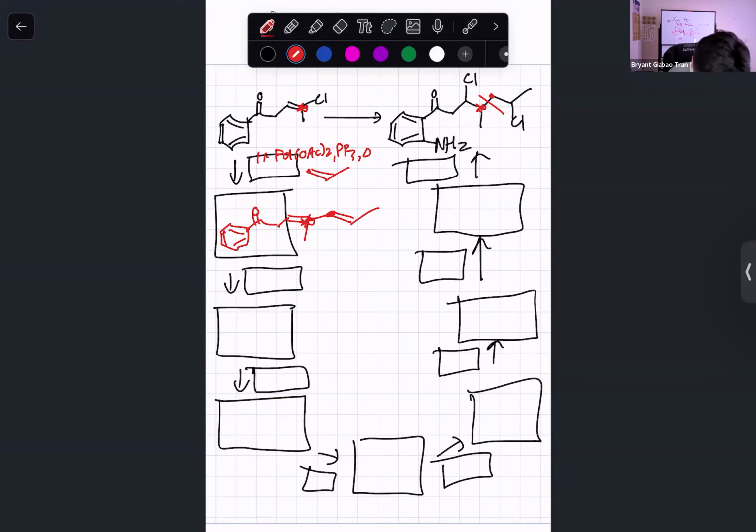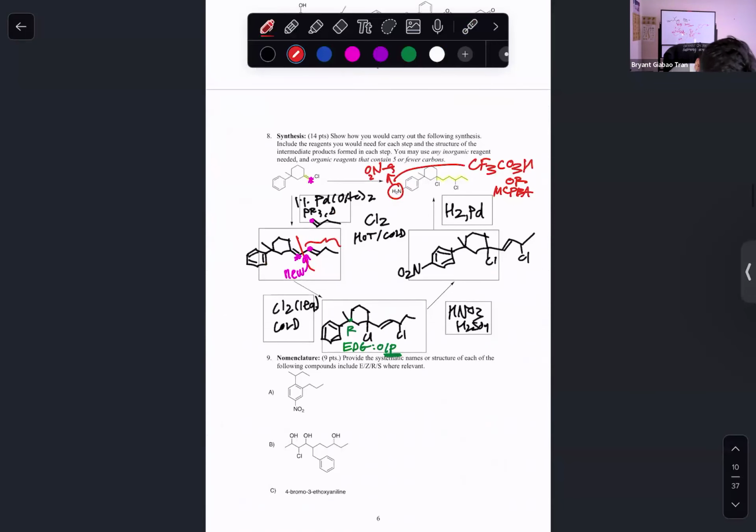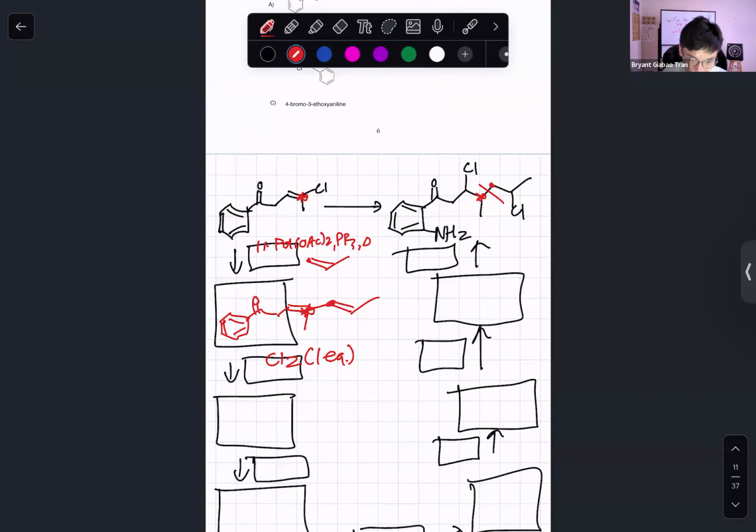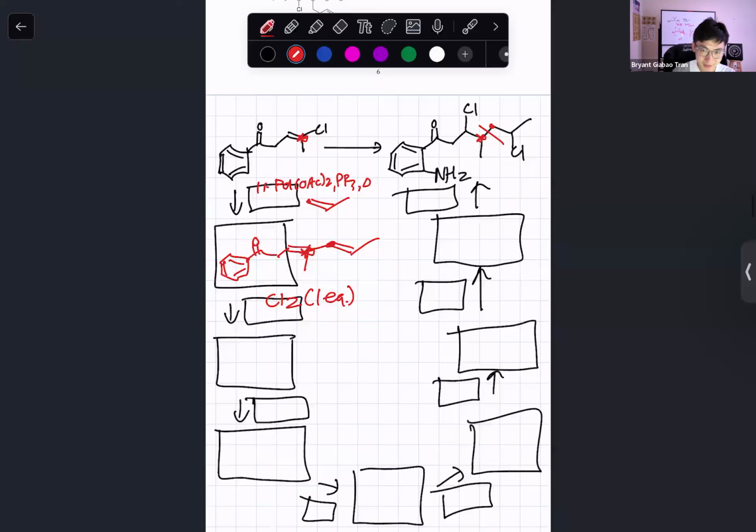Now, what reagents do you think we could use to add the chlorines on these positions here? And in what conditions? Hot or cold conditions? Cl2, yep, it would be Cl2, 1 equivalent. It has to be 1 equivalent because we're only adding Cl2 once. So it has to be 1 equivalent. In hot or cold temperature? This is the most challenging part here, determining what kind of conditions we want.